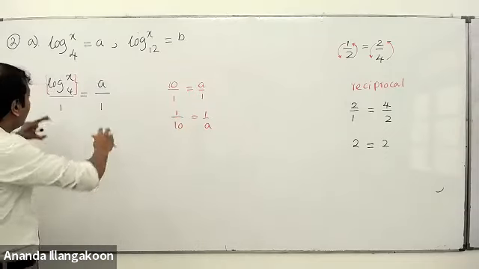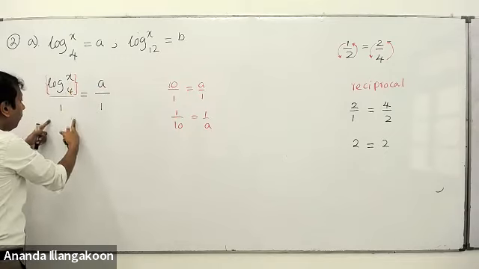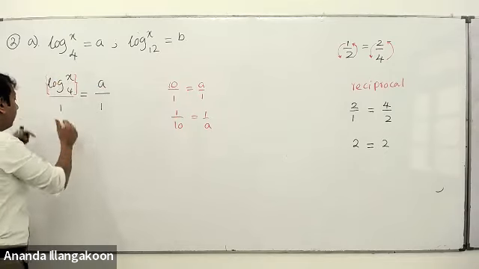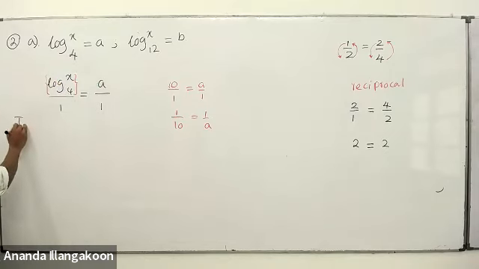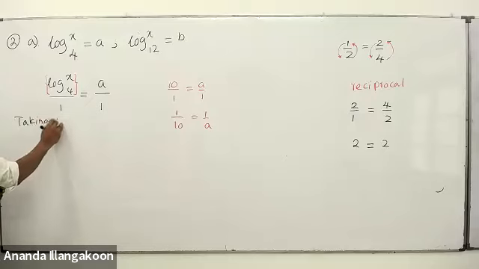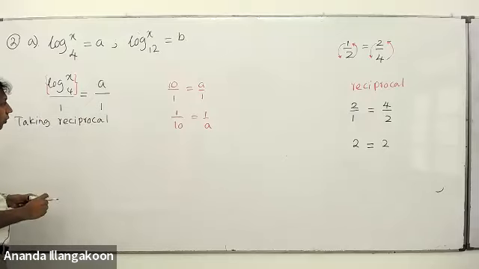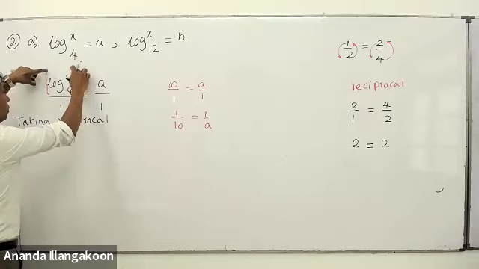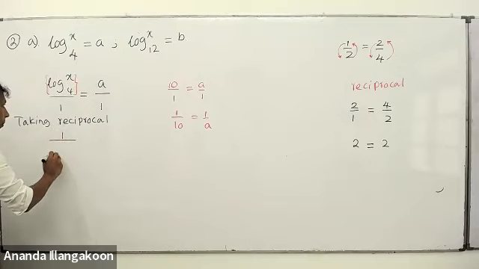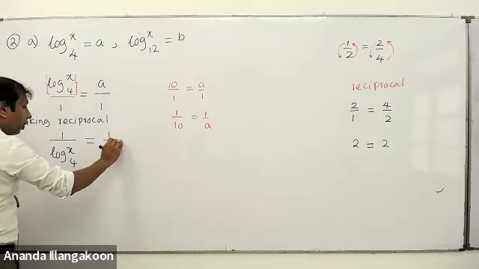Using that, now I take the reciprocal on both sides. Then this comes down, this one goes up. And then what do you get? Taking reciprocal, you can write, this comes down, this goes up: 1 upon log x to the base 4 is equal to 1 upon 8.